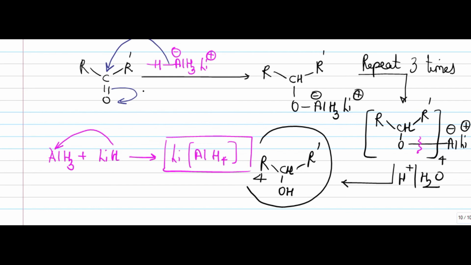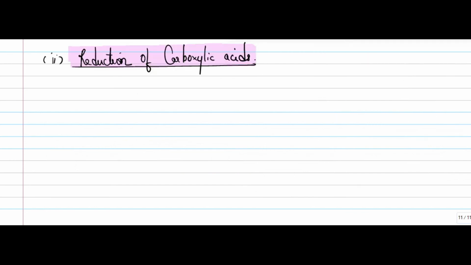I have taken a ketone here. I could have as well taken an aldehyde here by putting H here, and the same mechanism would have applied, and instead of getting a secondary alcohol, in case of aldehyde I would have got a primary alcohol. So this is the mechanistic part. Now let us take up the other carbonyl compounds and figure out how the reduction of these carbonyl compounds occurs.